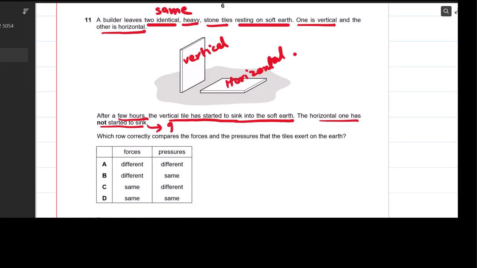Sink means going inside. नीचे बैठ जाना बेटे, डूब जाना, ठीक है, sink.